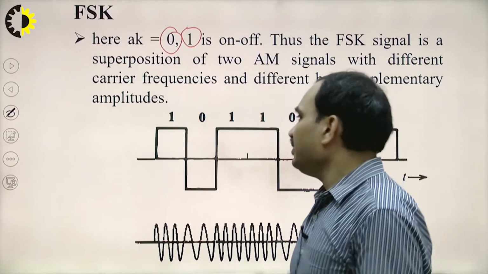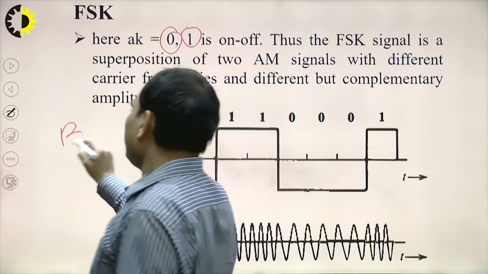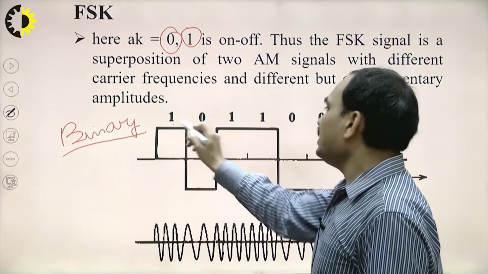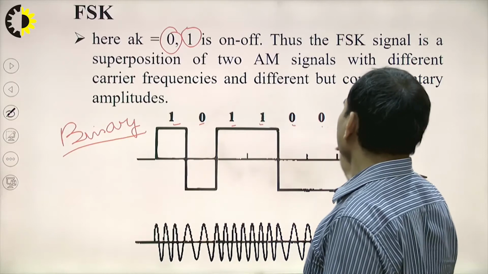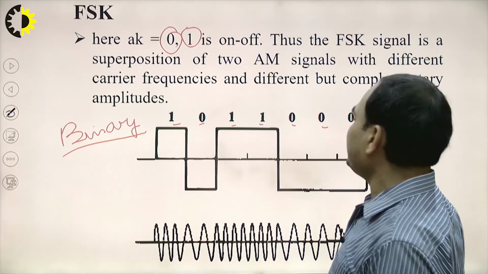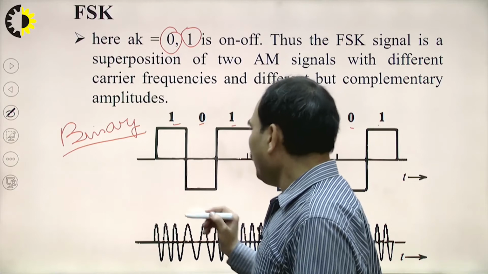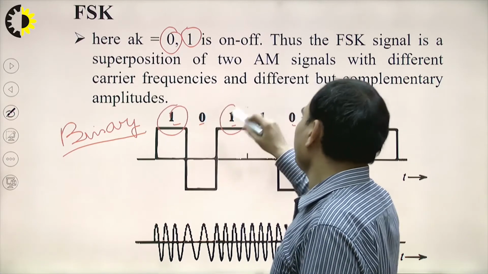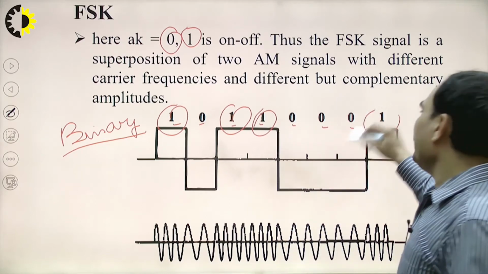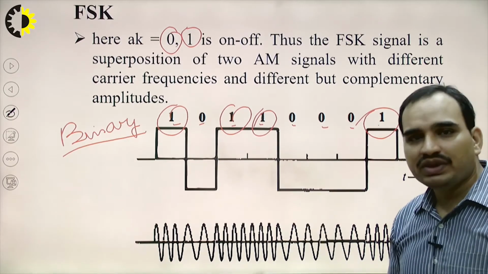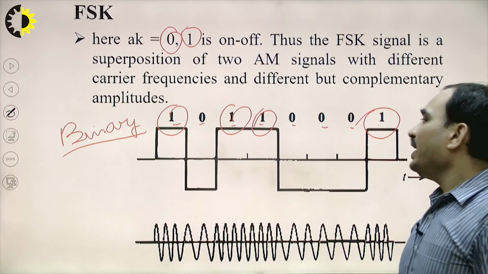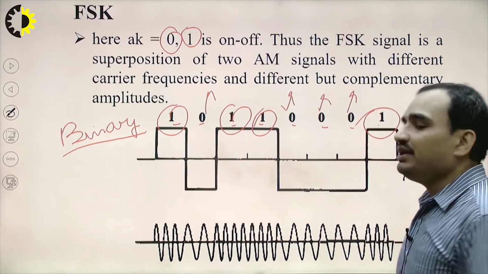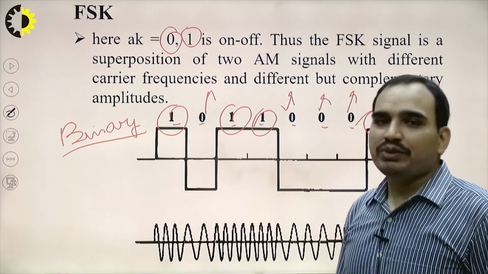So here, when we are talking about binary data, we have the signal 1 0 1 1 0 0 0 1. We are representing it in this form. We will separate out the ones, that is one data level, and multiply it by some carrier, that is omega C0, and then we will separate out the zeros and multiply them by another carrier, that is omega C1.